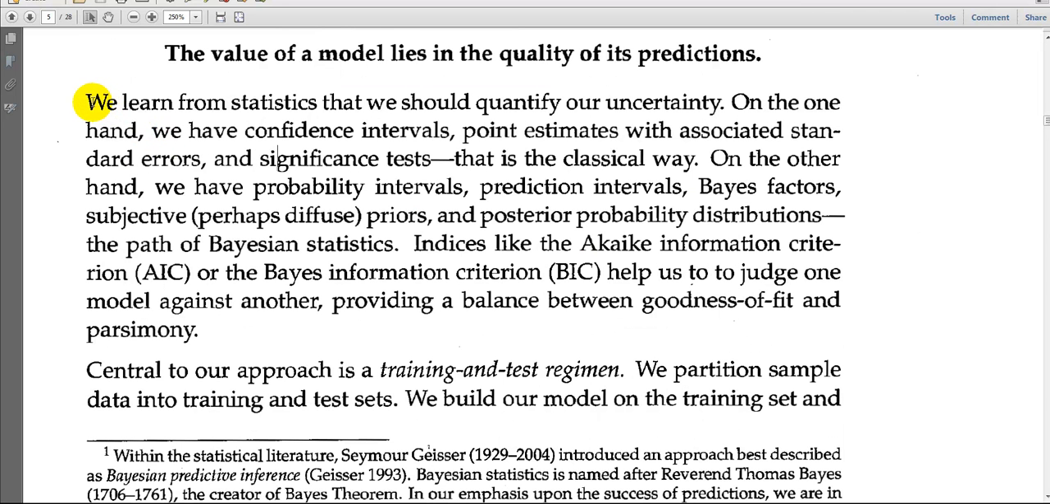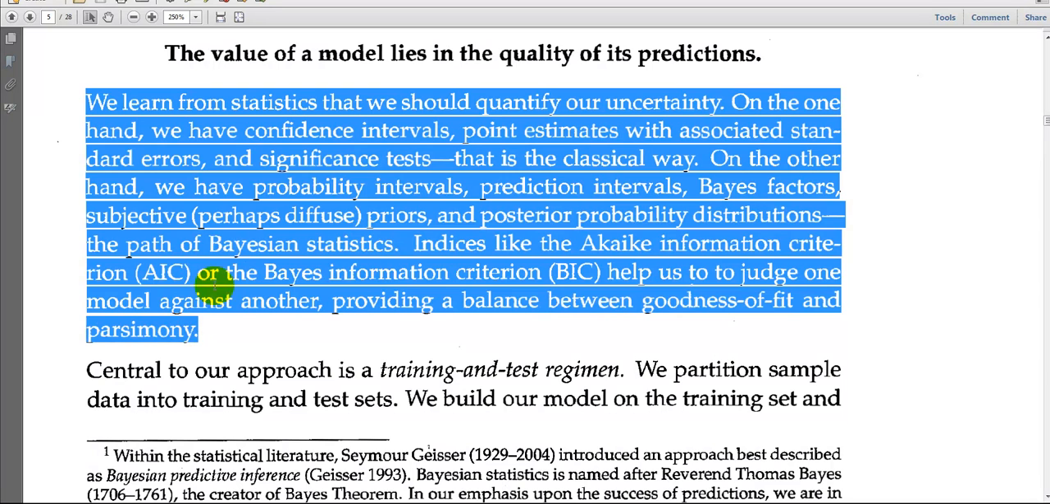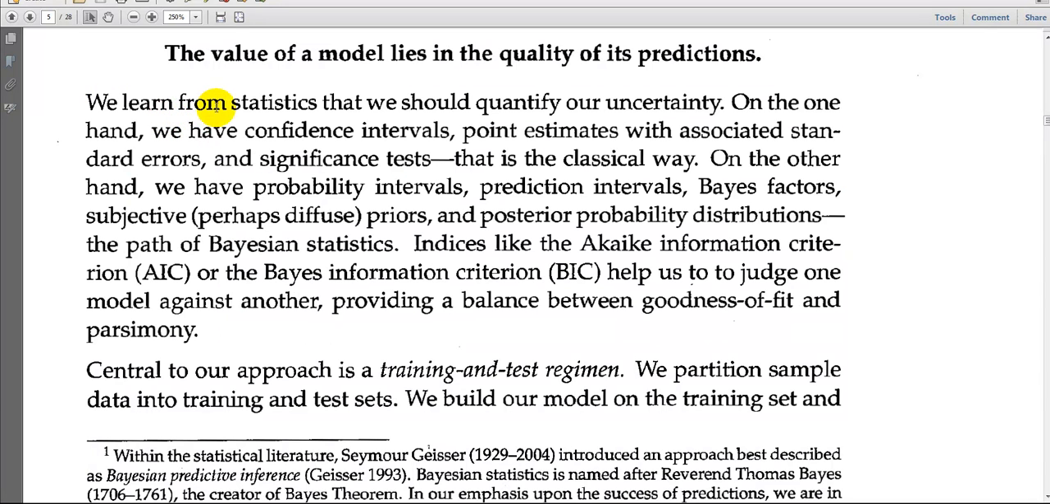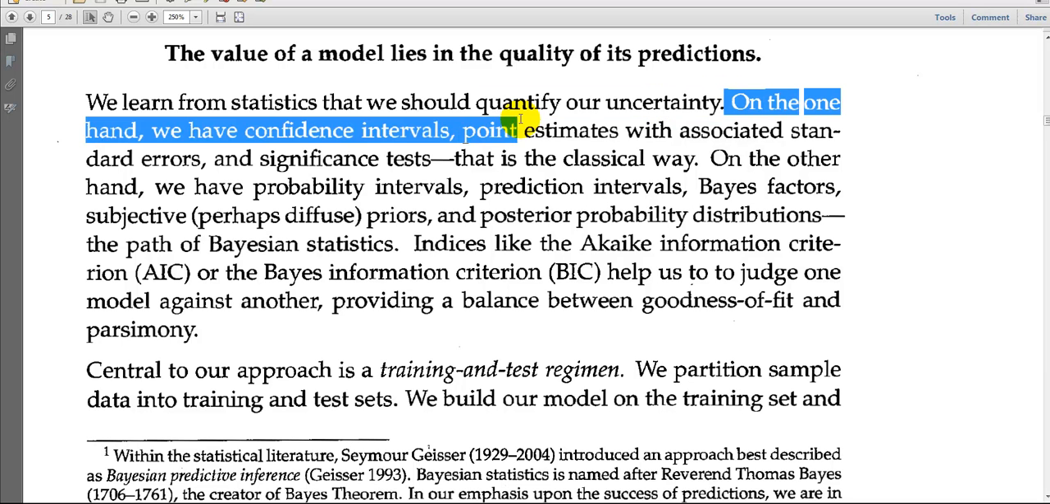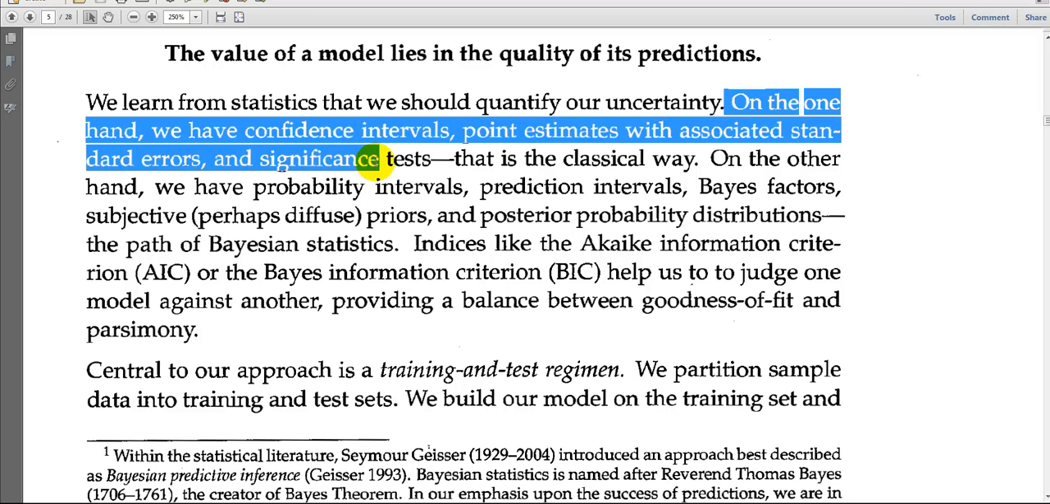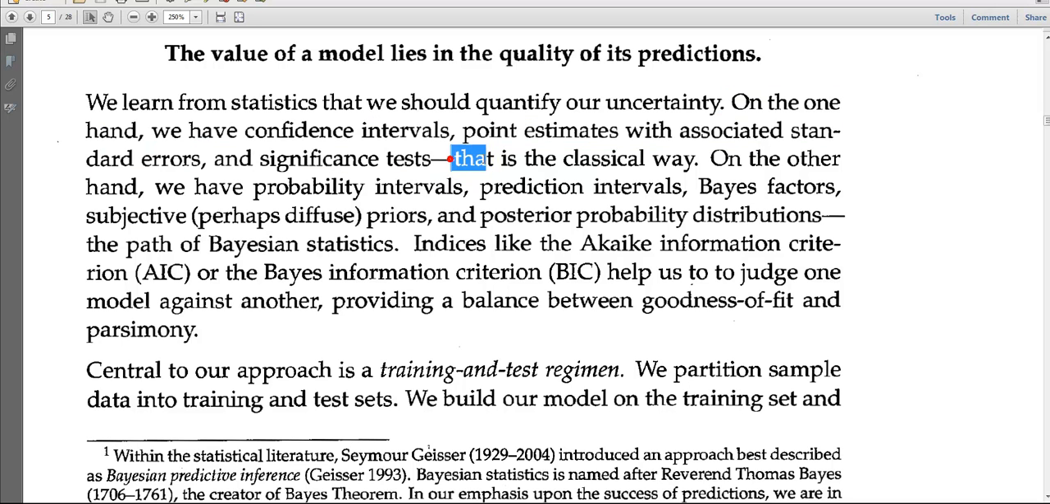Now, we probably won't spend too much time on this kind of thing, but he just reviews. He says, from statistics, in traditional statistics, we say that we should quantify the uncertainty. How good is our model? Now, we're certainly going to do that. On the one hand, we have what are called confidence intervals, which we probably won't get into too much. Point estimates with associated standard errors and significance tests. So if you've taken a little bit of statistics, you should have seen that. That is the classical way.